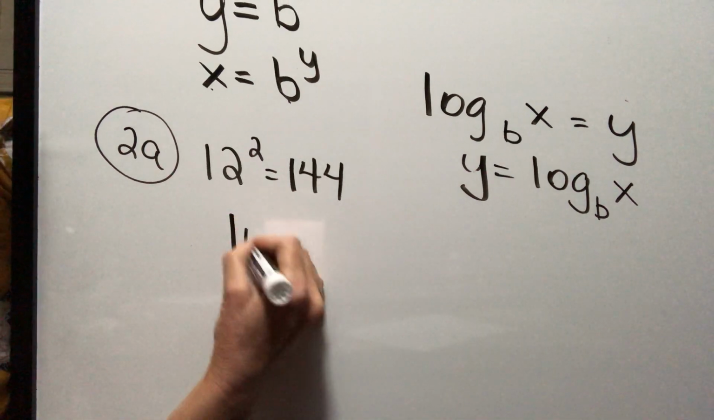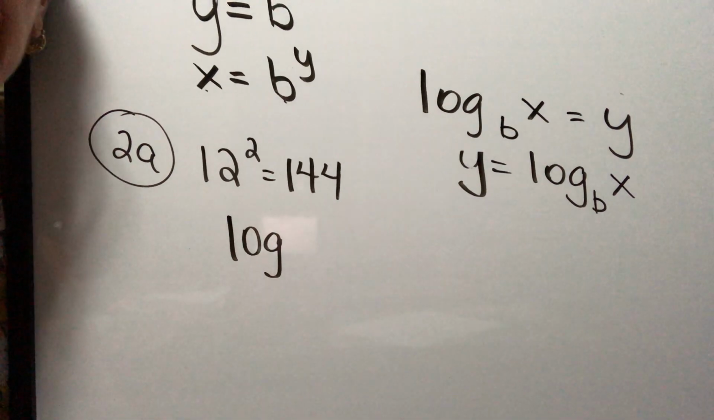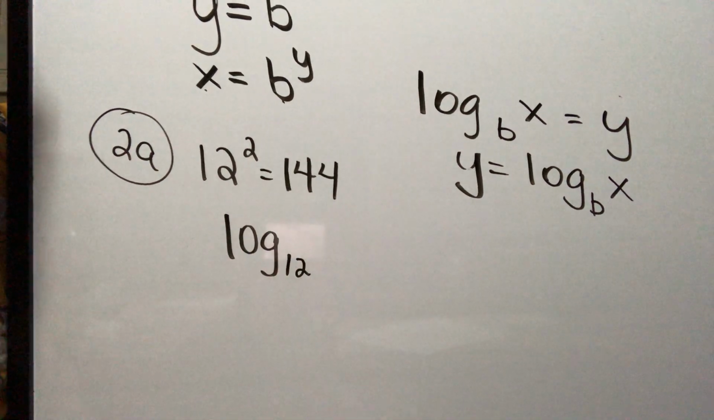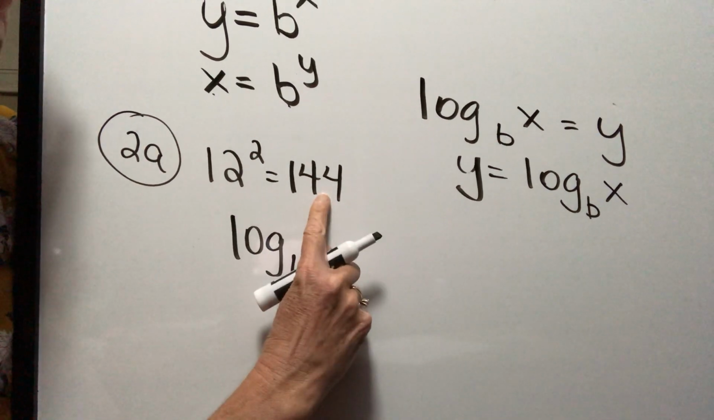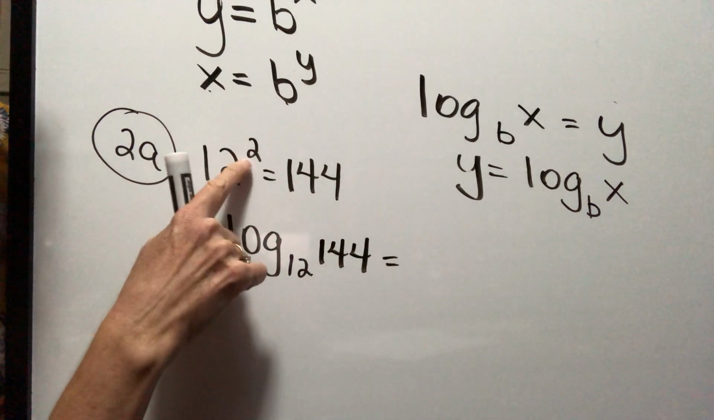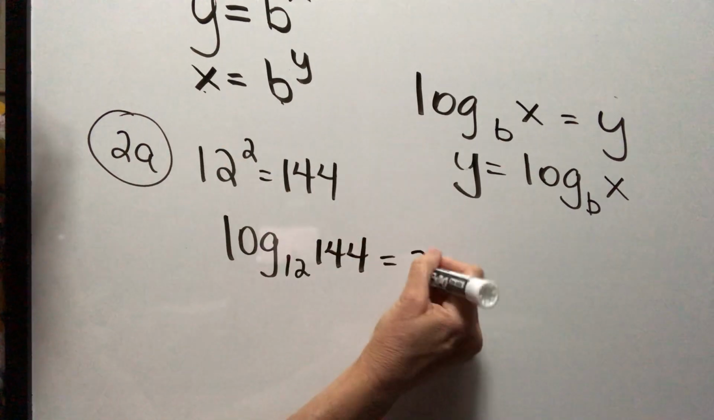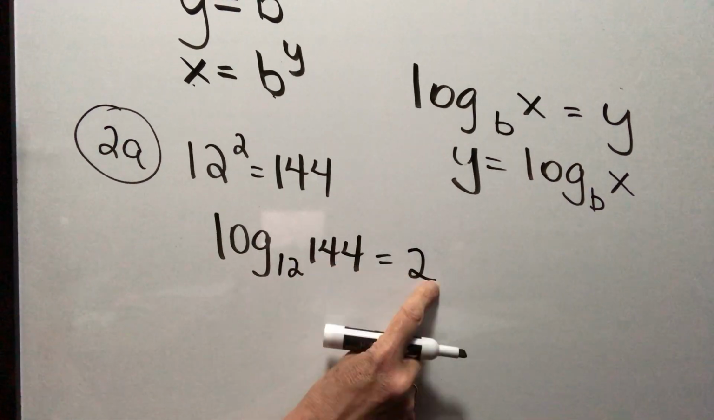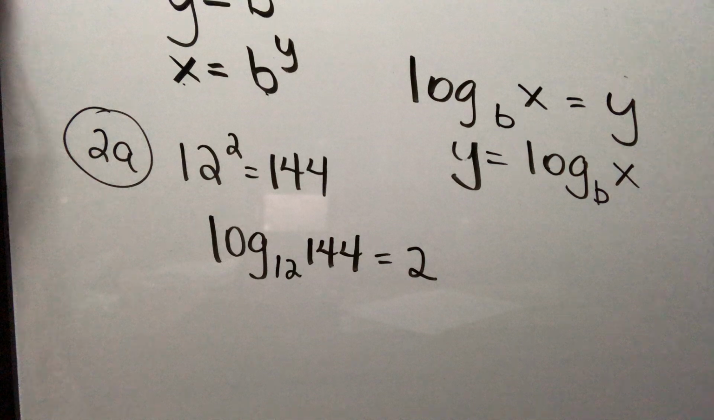So you're going to use a logarithm, abbreviated log. The base will be the 12. The number you're taking the log of is the 144. And the answer is the exponent, 2. So it's log base 12 of 144 is 2. That's how you would say it. So that's A.